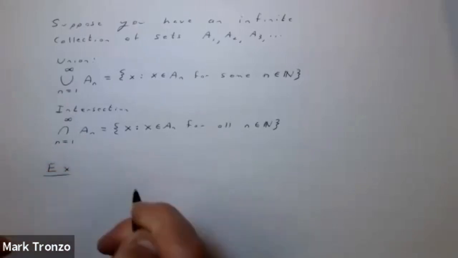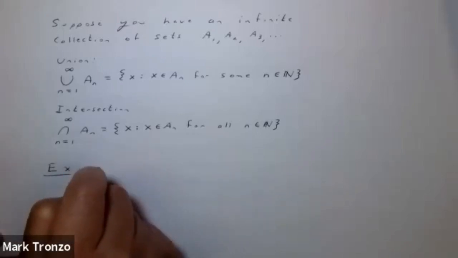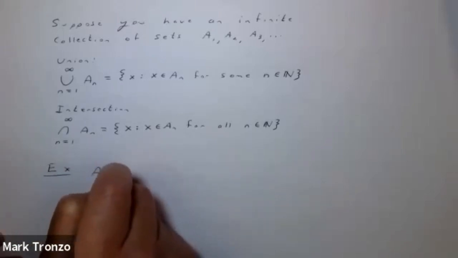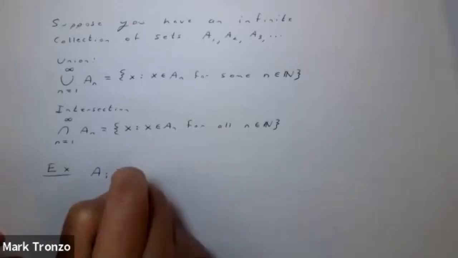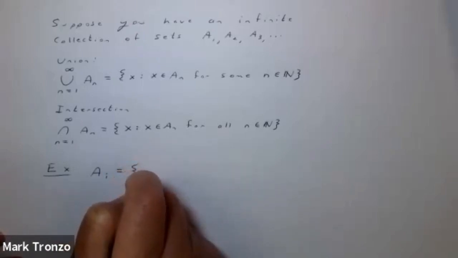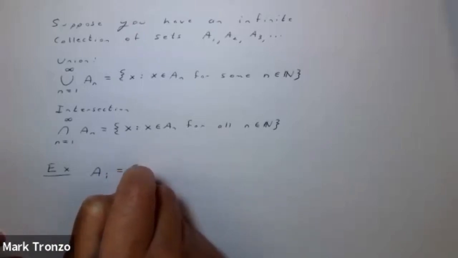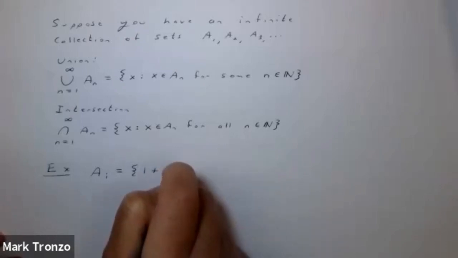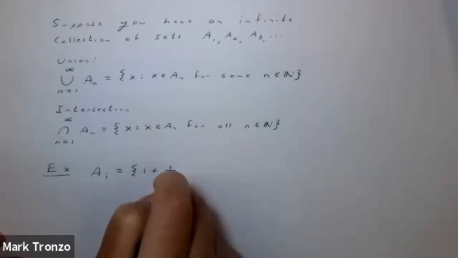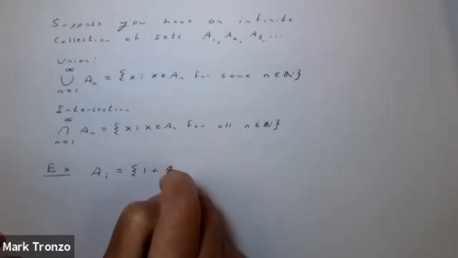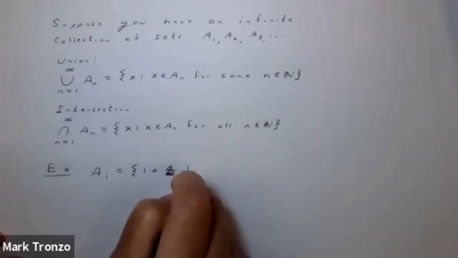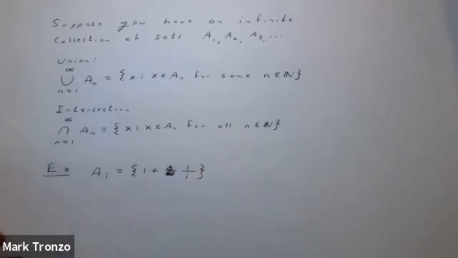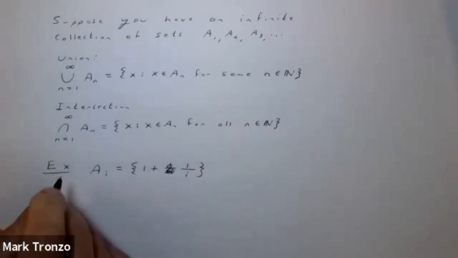Although, let me think of an example off the top of my head. Let's say you have a set defined this way. Let's say you have a set Ai that is going to be the numbers, let's say, 1 plus 1 over n. No, excuse me, 1 over i. Let me make that 1 plus 1 over i. Like that.